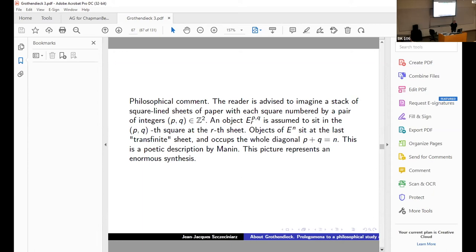An object A_r^{p,q} is assumed to sit in the (p,q) square at the r-th sheet. Objects A_∞ sit at the last transfinite sheet and occupy the whole diagonal p+q=n. And this is a poetic description by Manin of the spectral sequence. But this picture represents an enormous synthesis.